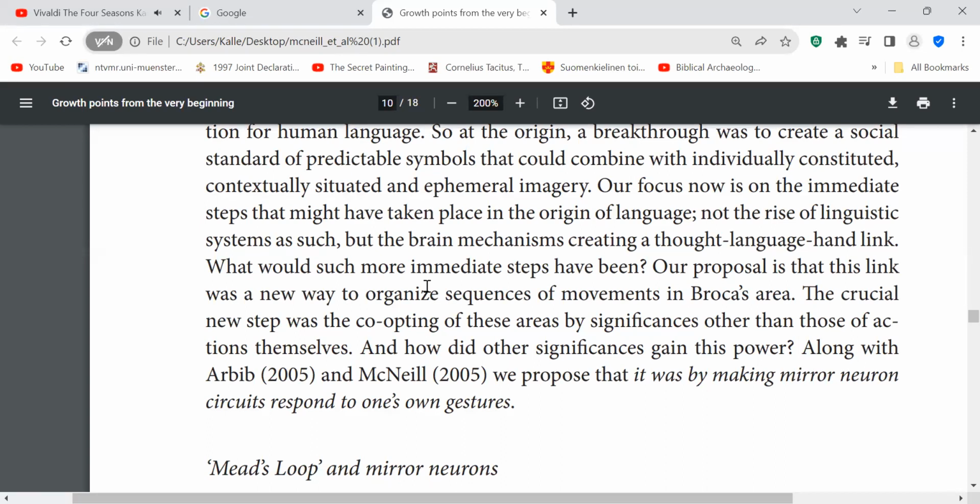Our proposal is that this link was a new way to organize sequences of movements in Broca's area. The crucial new step was co-opting of these areas by significances other than those of actions themselves. And how did other significances gain this power?